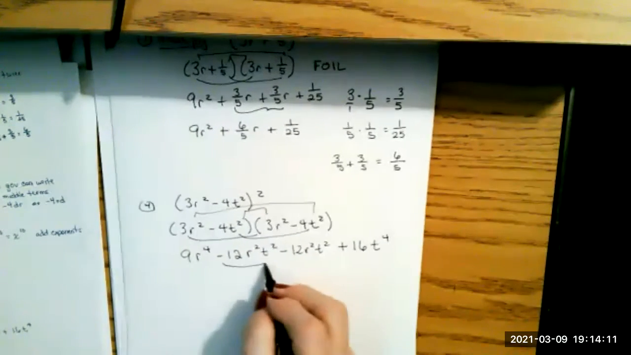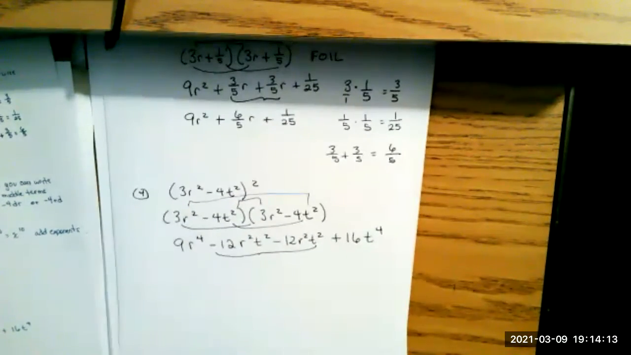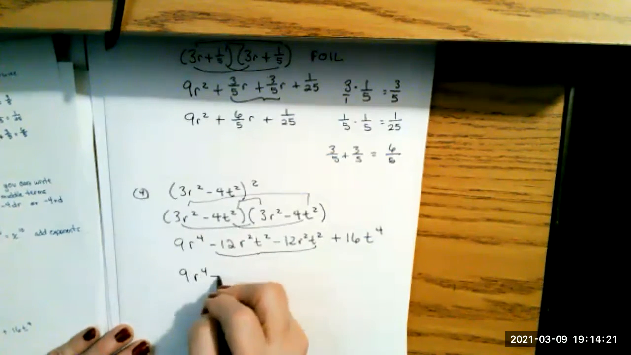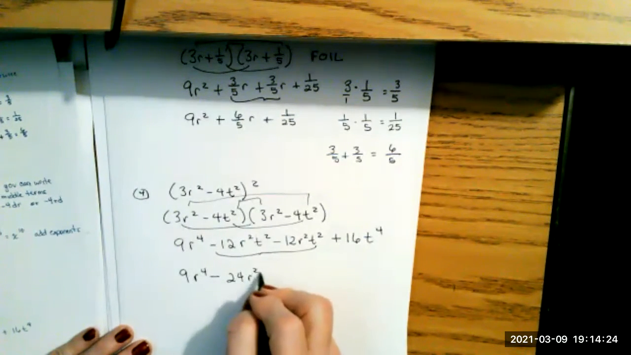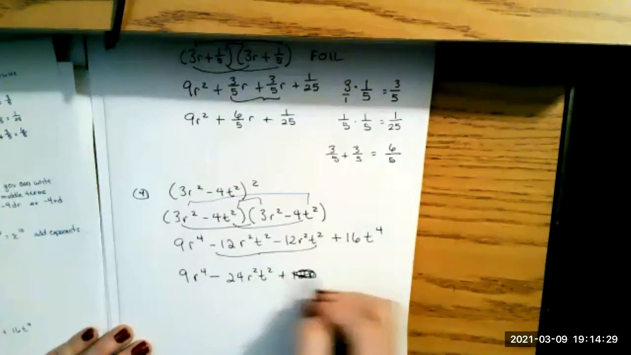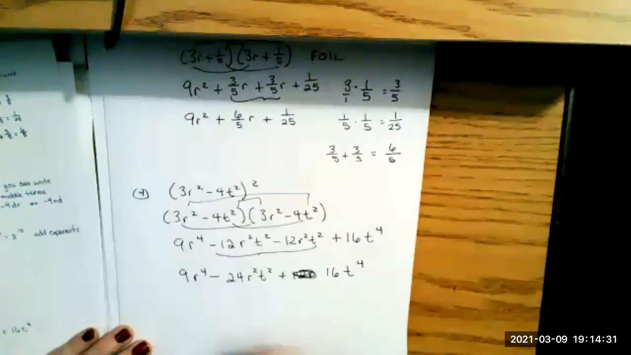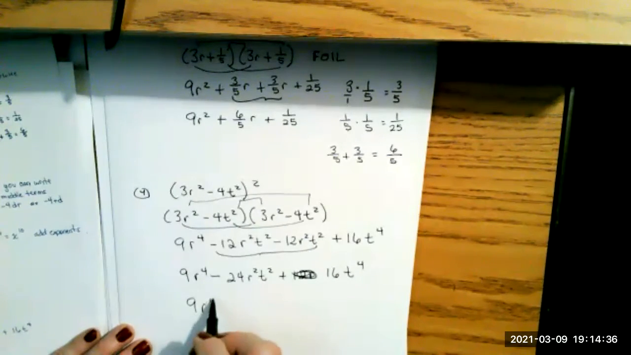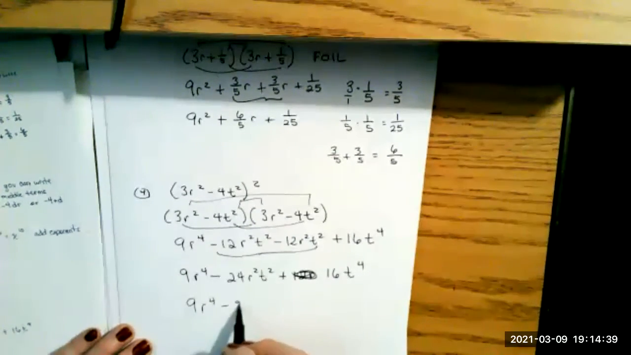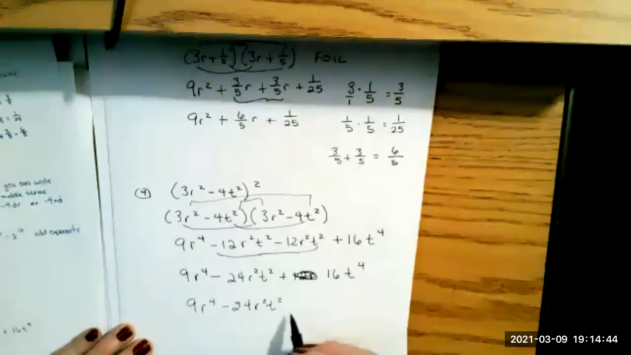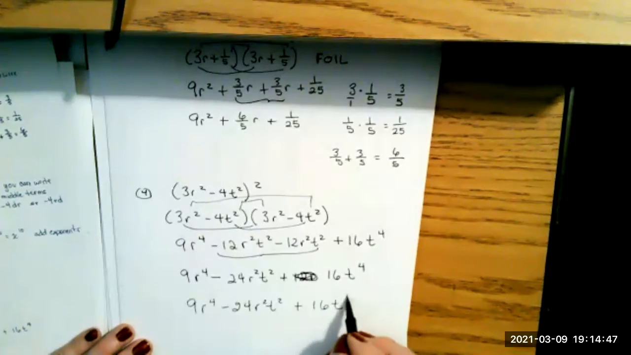And again, I have common terms in the middle here. R squared, T squareds. I have a negative 12 and a negative 12, which is a negative 24. R squared, T squared, plus 16t to the 4th. Forgot. Okay, let me write that again. 9r to the 4th. These two in the middle combine to make negative 24r squared t squared. Then I have this last term that's plus 16t to the 4th.